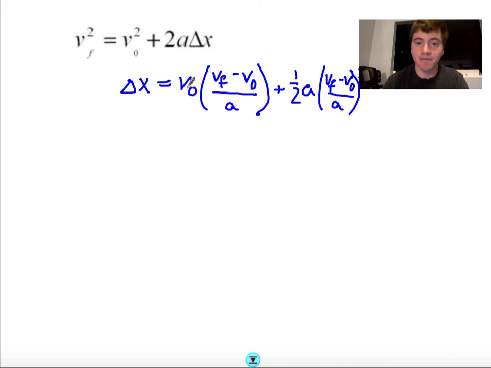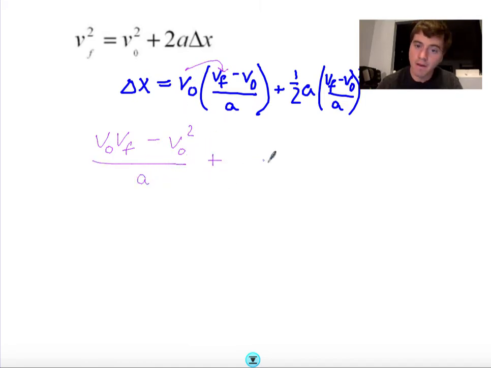So, first things first, I'm going to simplify this side. Well, that's what we're going to do the whole time. I'm going to multiply initial velocity into here. I have to distribute, though. So we get v sub naught times v final, minus v sub naught squared, over a, plus 1/2 a. I have to square this, 1/2 a.